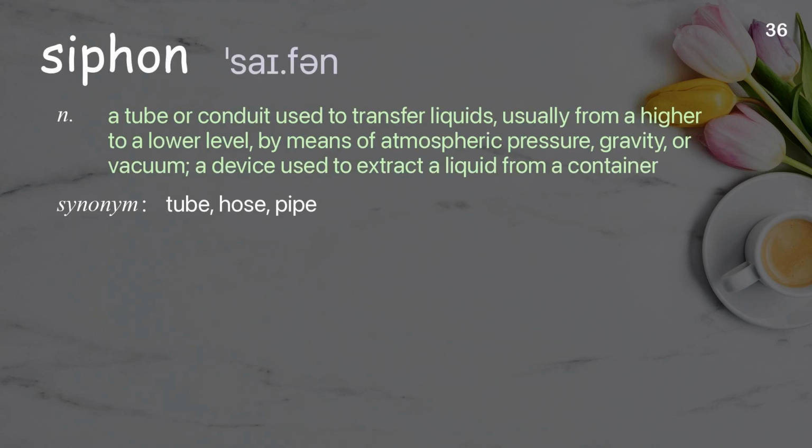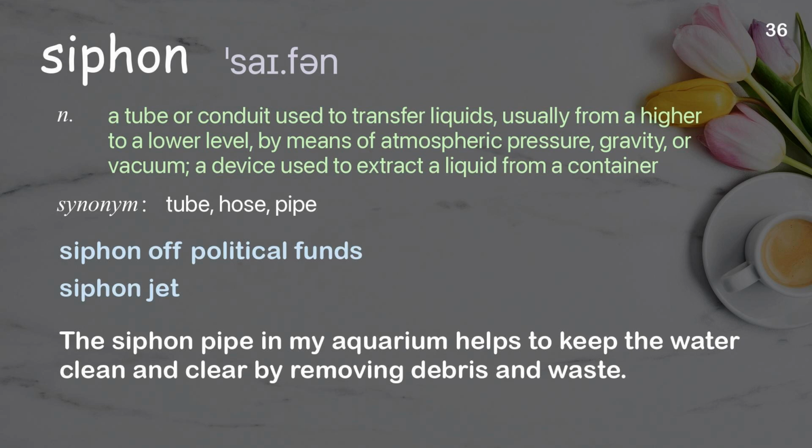Siphon. A tube or conduit used to transfer liquids, usually from a higher to a lower level, by means of atmospheric pressure, gravity, or vacuum, a device used to extract a liquid from a container. Examples: Siphon off political funds. Siphon jet. The siphon pipe in my aquarium helps to keep the water clean and clear by removing debris and waste.